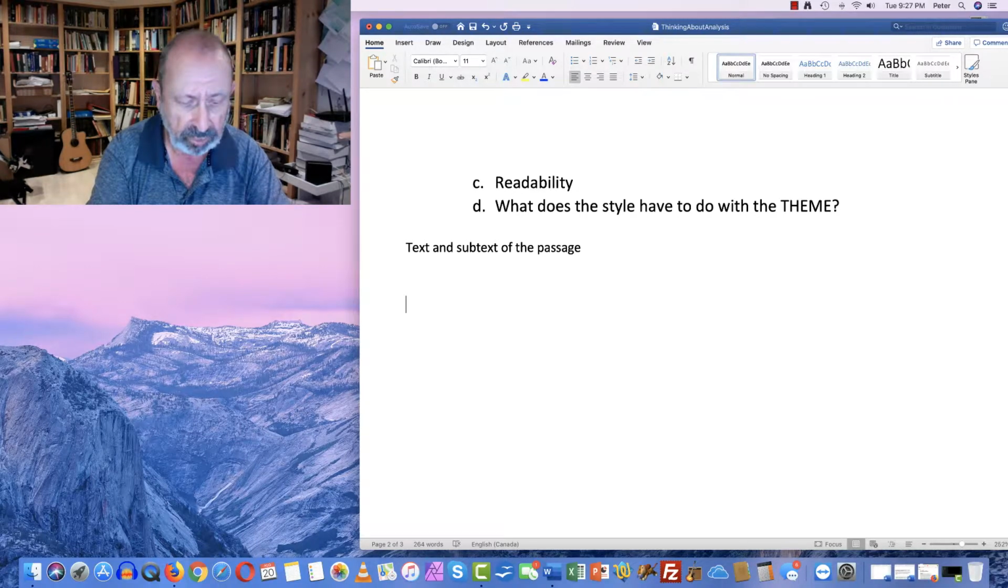Another good question to ask is there a particular literary approach that's better or worse for analyzing your particular text?